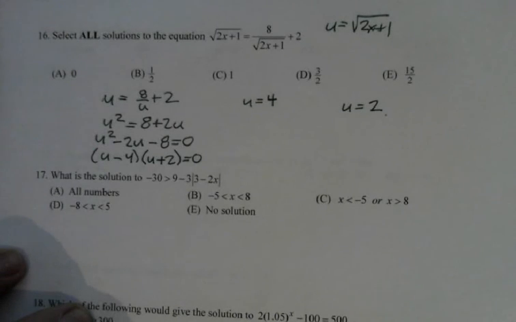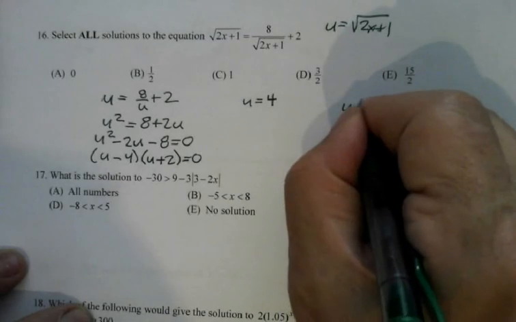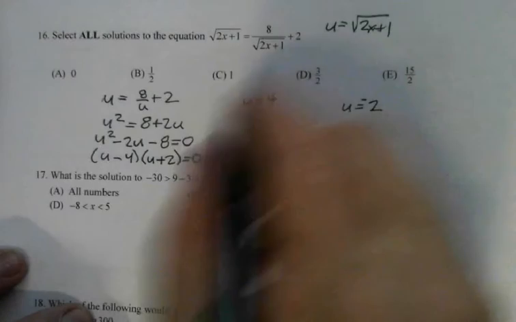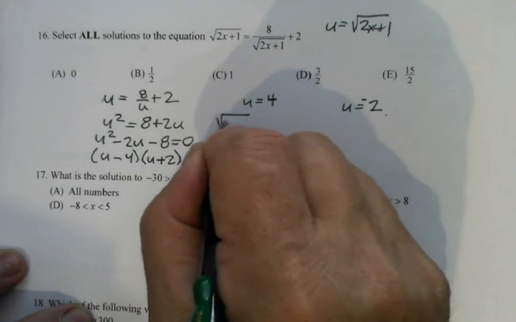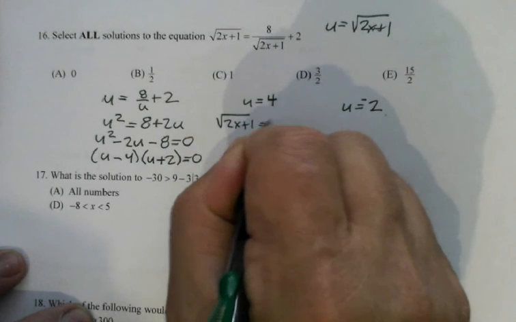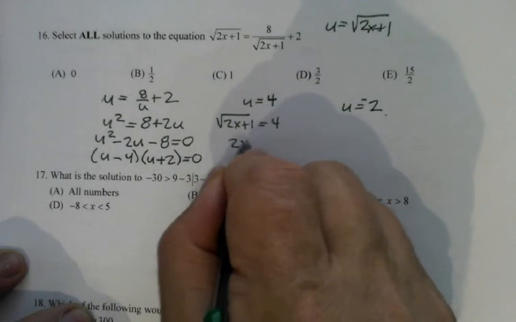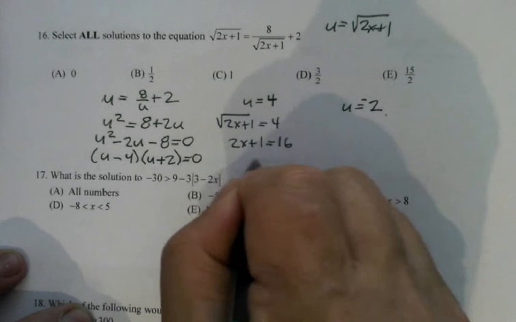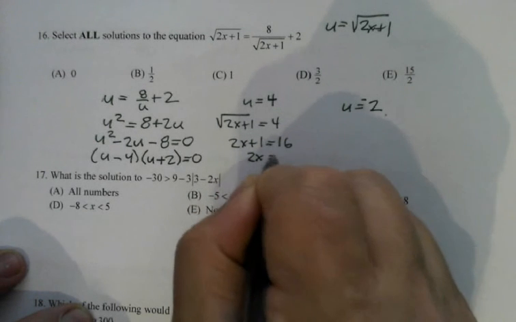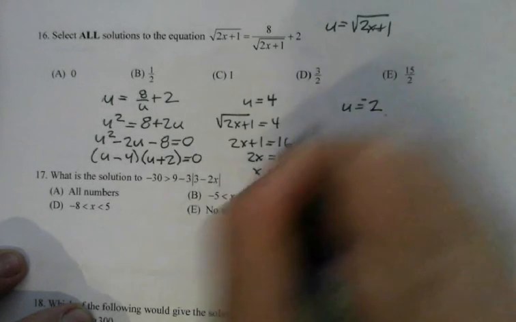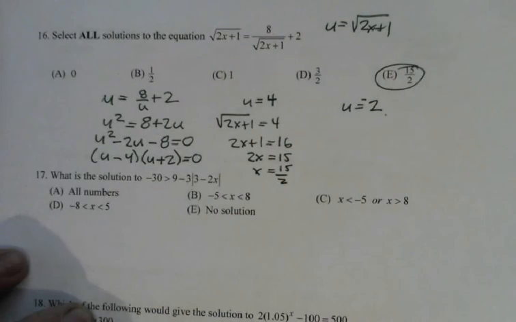Now if u equals 4, well now I'm going to plug in. I get square root of 2x plus 1 equals 4. We'll square both sides. 2x plus 1 equals 16. 2x equals 15, so x equals 15 over 2. There's one answer.